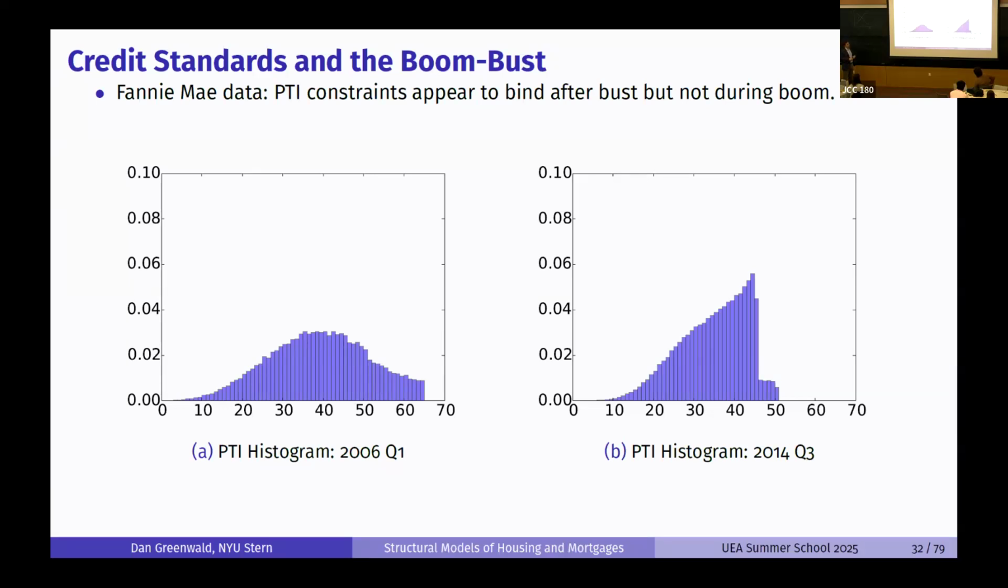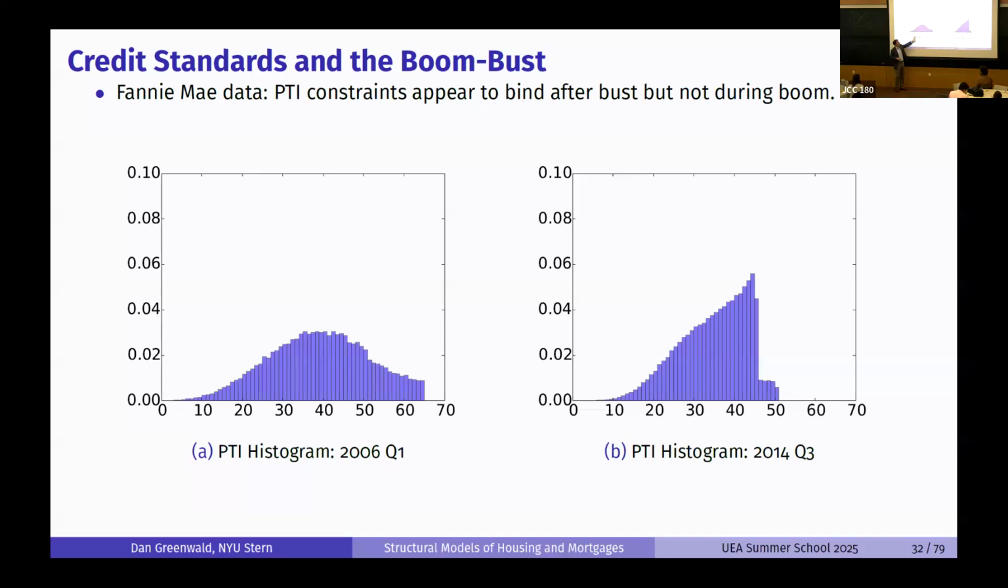So this is the histogram of payments income limits post-bust. You can see clearly it's dropping off at this limit of 45, which is what Fannie and Freddie said after the bust. Now this is the same thing at the peak of the boom in 2006 Q1, okay? This data is Fannie Mae conforming vanilla loans. This is not anything about weird ninja loans or subprime loans. This is vanilla Fannie loans, normally underwritten.